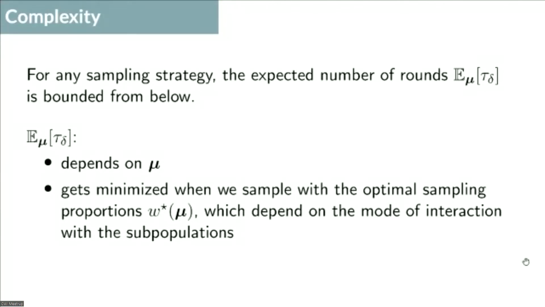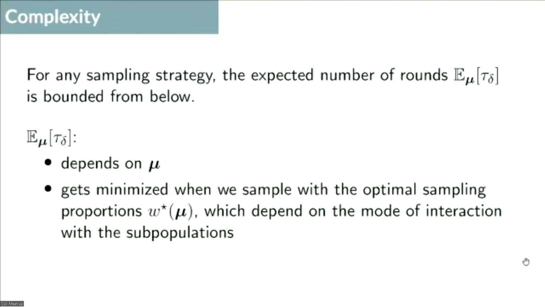This is a known result, and we're also extending it in the paper for the case of the subpopulations. So for any sampling strategy for a particular model mu, the expected number of rounds, or the sample complexity, as we call it, this E of mu, has a lower bound. So we can never do better than this minimum sample complexity. And this value depends, first of all, on the bandit mu, and in particular on this delta between the control and the other variants. The smaller that delta, the more samples I will need to distinguish between them. Another factor that plays a role is the proportions with which I'm sampling. It gets minimized when I sample in an optimal way, with these optimal proportions that depend again on the model mu and on the interaction with the subpopulations.